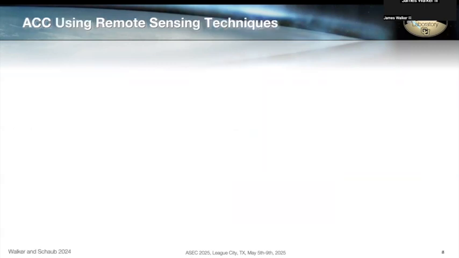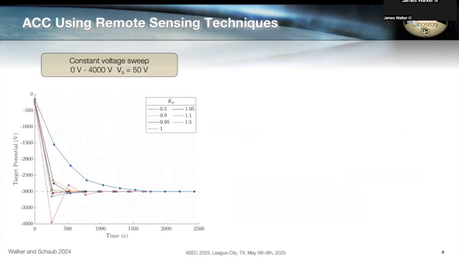So incorporating these two techniques into our active charge control, we found the constant voltage sweep is able to accurately measure the target's electrostatic potential for a variety of gains. We see the behavior that with gains less than 1, we get an overdamped response. With gains greater than 1, we end up getting an underdamped response. But in each of the cases, the control is able to converge to our desired negative 3,000-volt potential. Take note that it takes about 500 seconds or more to get confident convergence in this control.